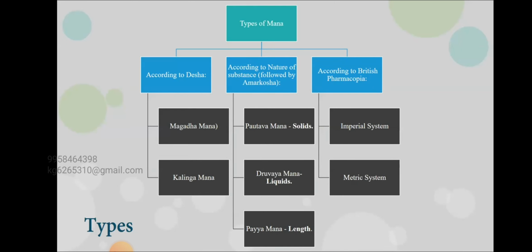Types of Mana. Coming to types of Mana, according to Desha, Mana is divided into two: Magadha Mana and Kalinga Mana. Magadha Mana is explained by Charaka. It prevailed in Magadha Desha.